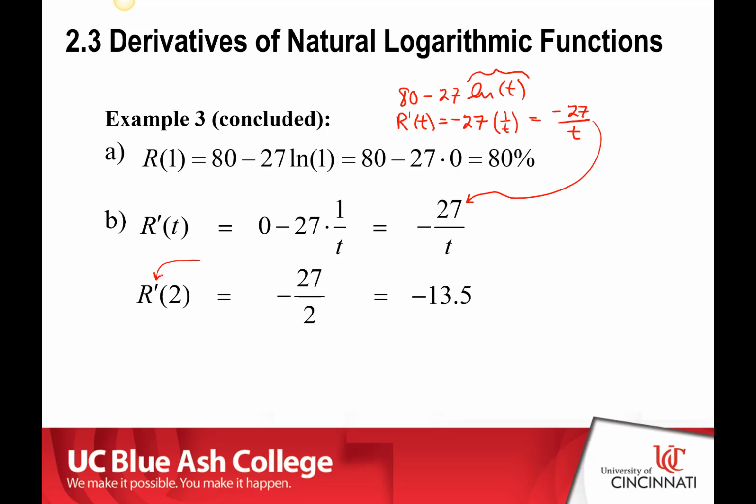What that negative 13.5 actually means is, if we look at the number of people who can retain all the syllables at 2 minutes, and then move to 3 minutes, and now look at the number of people who can retain all the syllables, the percent who can still remember the syllables will have decreased by 13.5%.